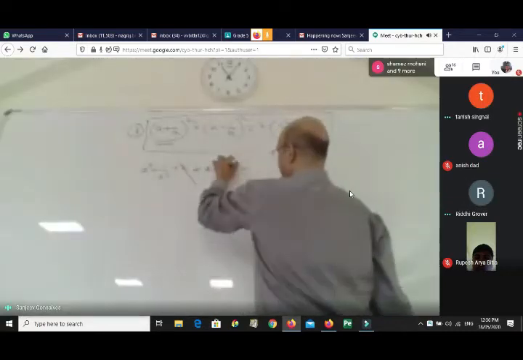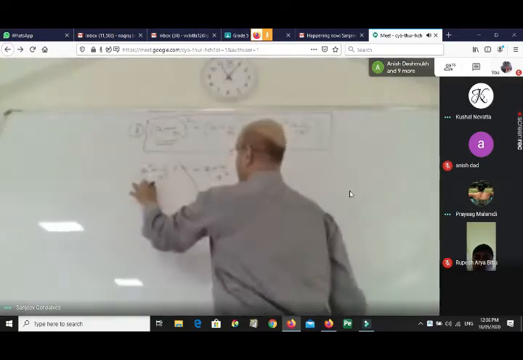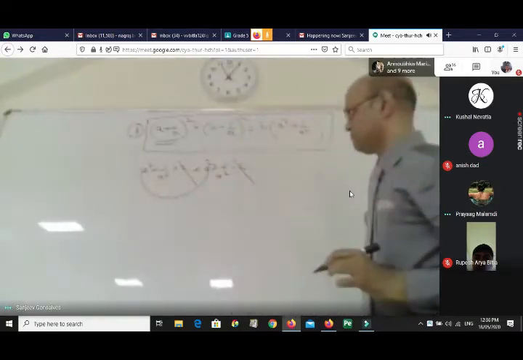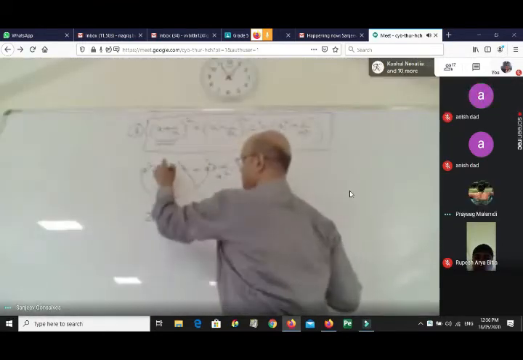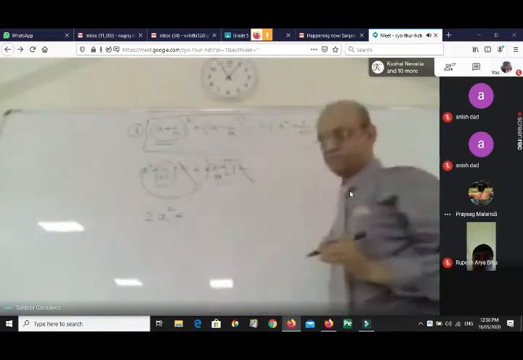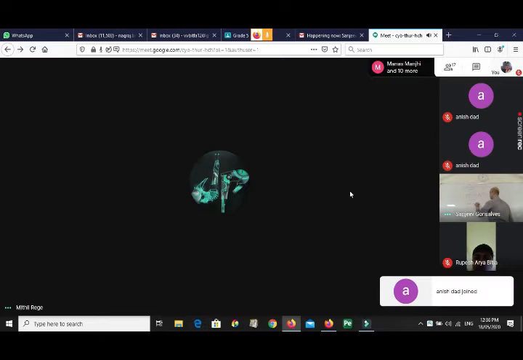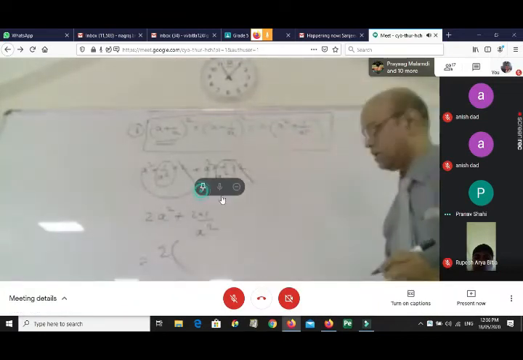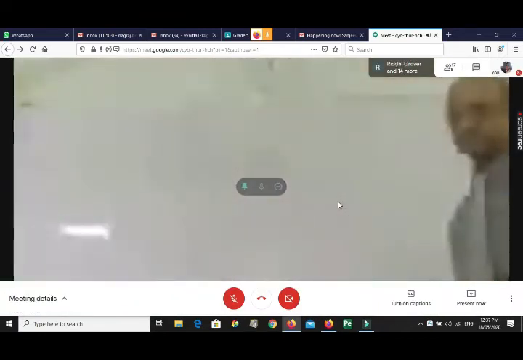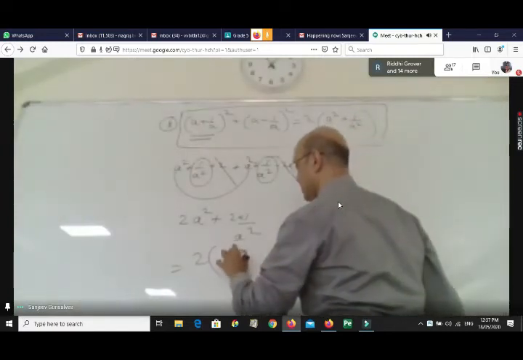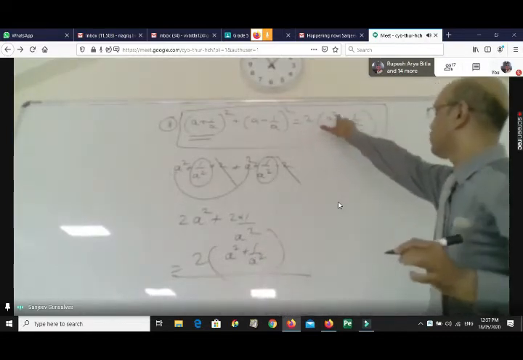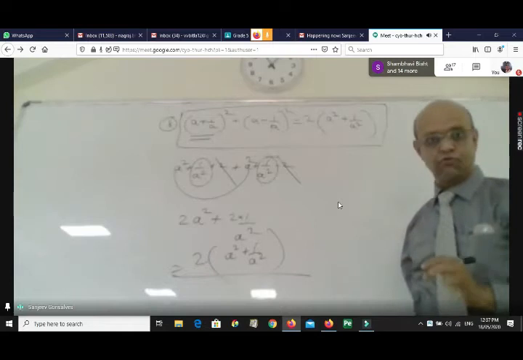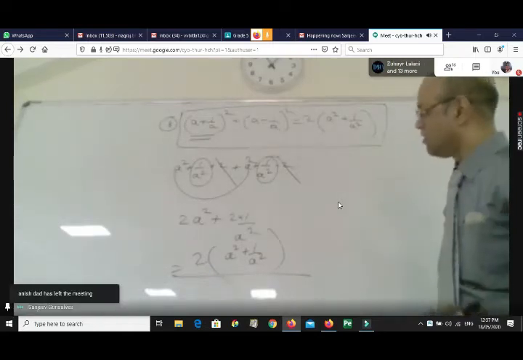Minus 2 plus 2 would cancel. So what is left over here? A square plus a square, that is 2a square, plus 1 upon a square, 1 upon a square. If I take 2 as common, what is left inside the bracket? A square plus 1 upon a square. See, the same thing we got. 2 into (a square plus 1 upon a square).